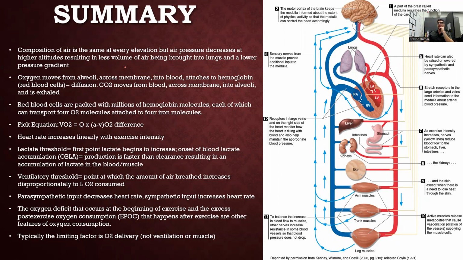Red blood cells are packed with millions of hemoglobin molecules, each of which can transport 4 O2 molecules. So each individual hemoglobin, of which there are millions within the red blood cells, can transport 4 oxygen molecules, as well as 4 carbon dioxide molecules, because it binds to the 4 iron molecules within each one of those hemoglobins.